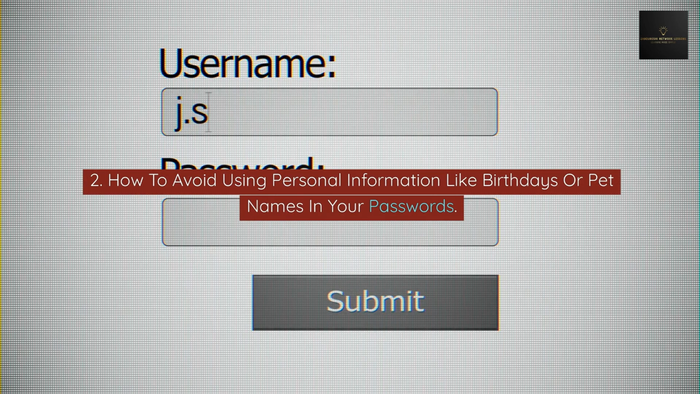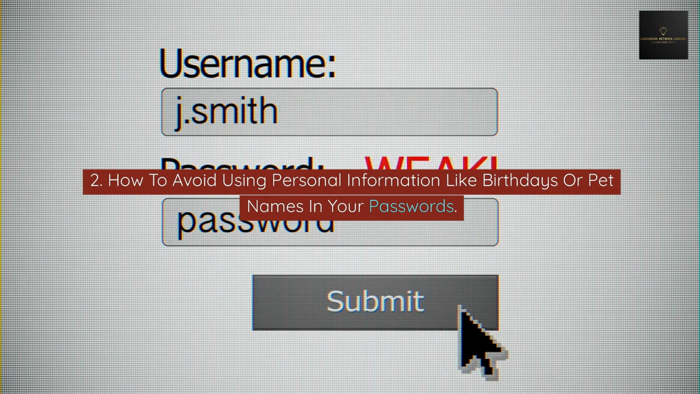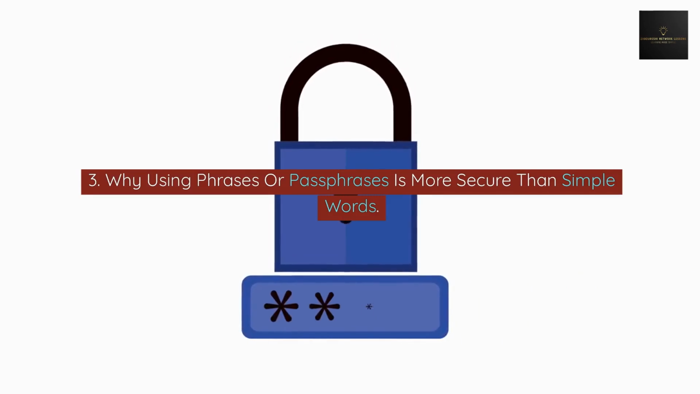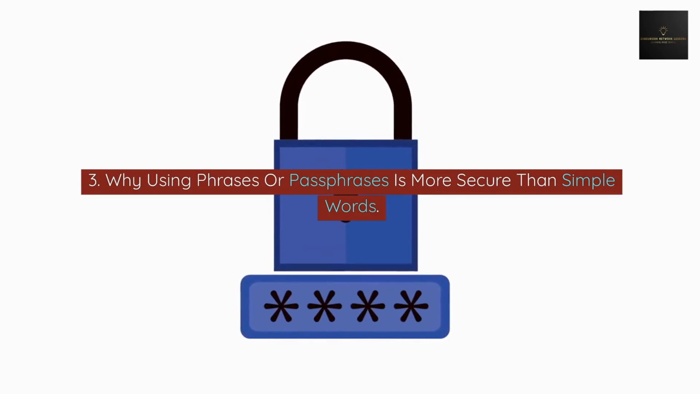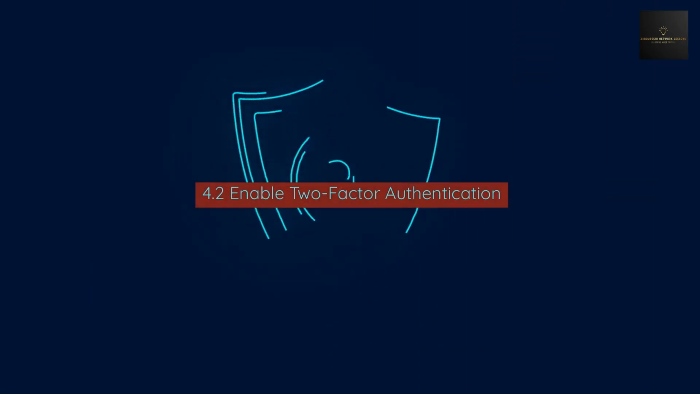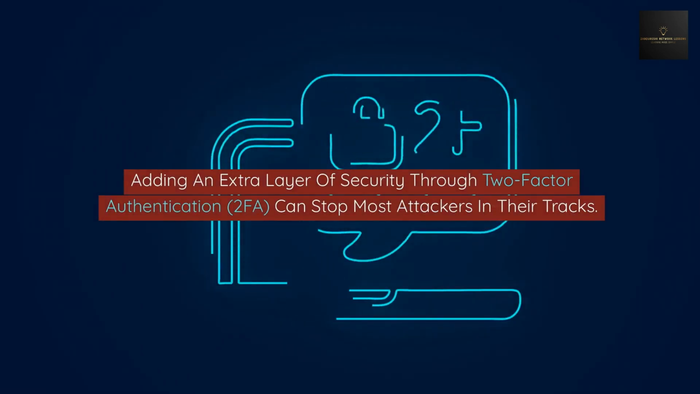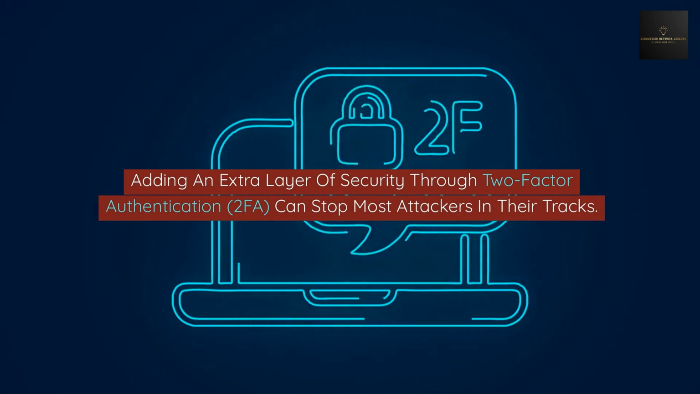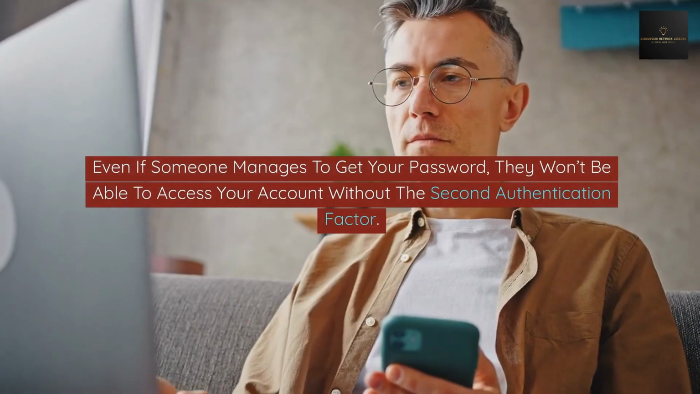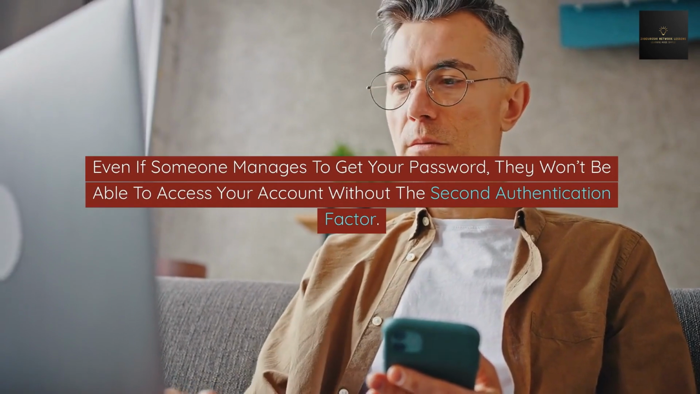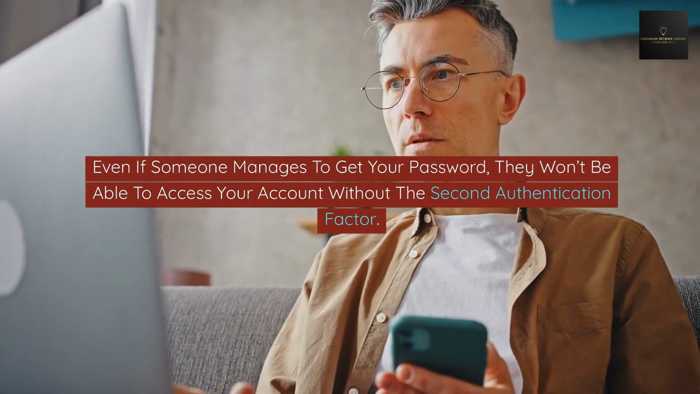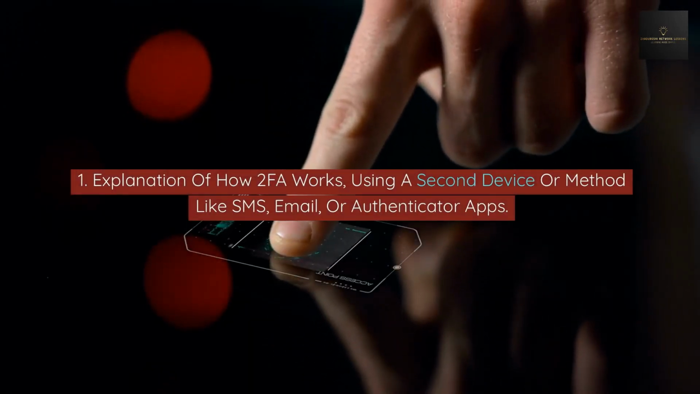2. How to avoid using personal information like birthdays or pet names in your passwords. 3. Why using phrases or passphrases is more secure than simple words. 4.2. Enable two-factor authentication. Adding an extra layer of security through two-factor authentication, 2FA, can stop most attackers in their tracks. Even if someone manages to get your password, they won't be able to access your account without the second authentication factor. Details. 1. Explanation of how 2FA works.